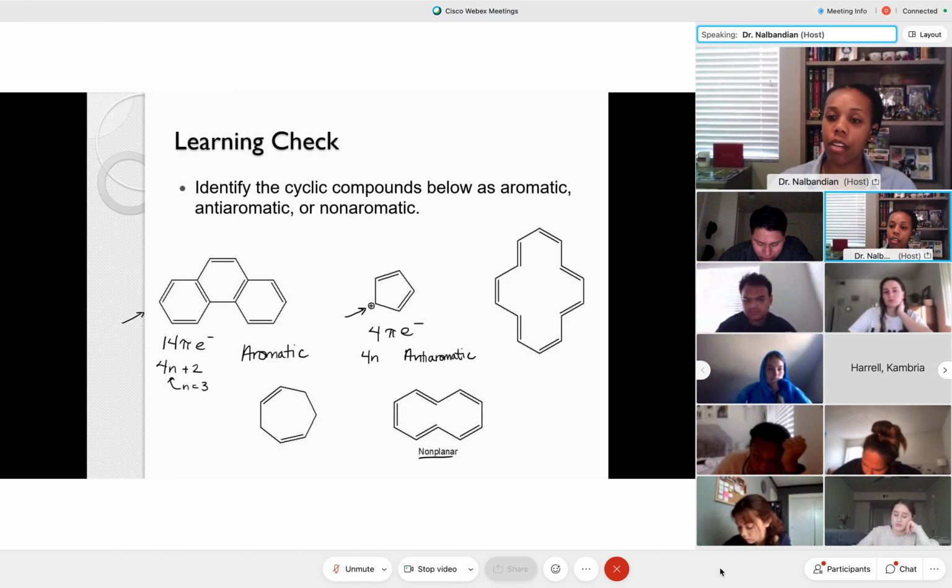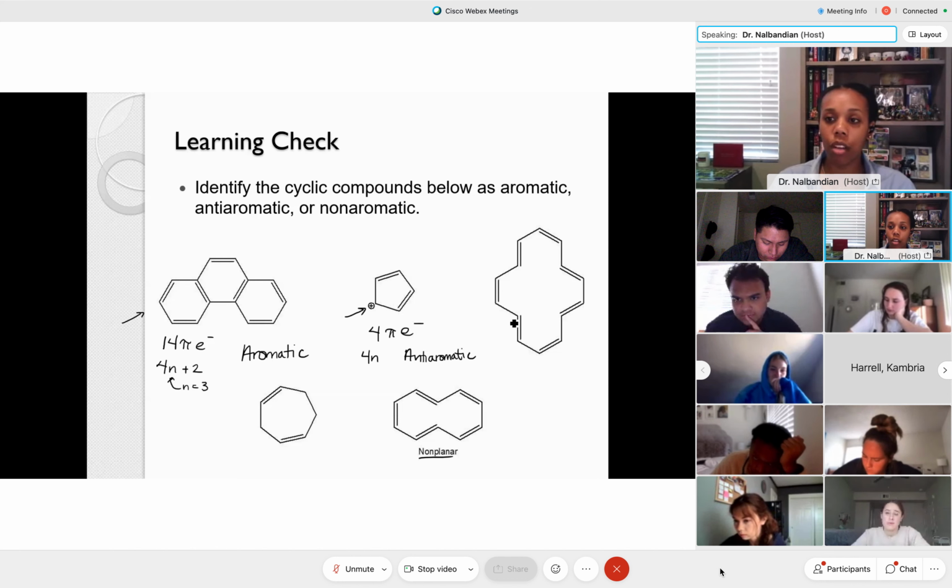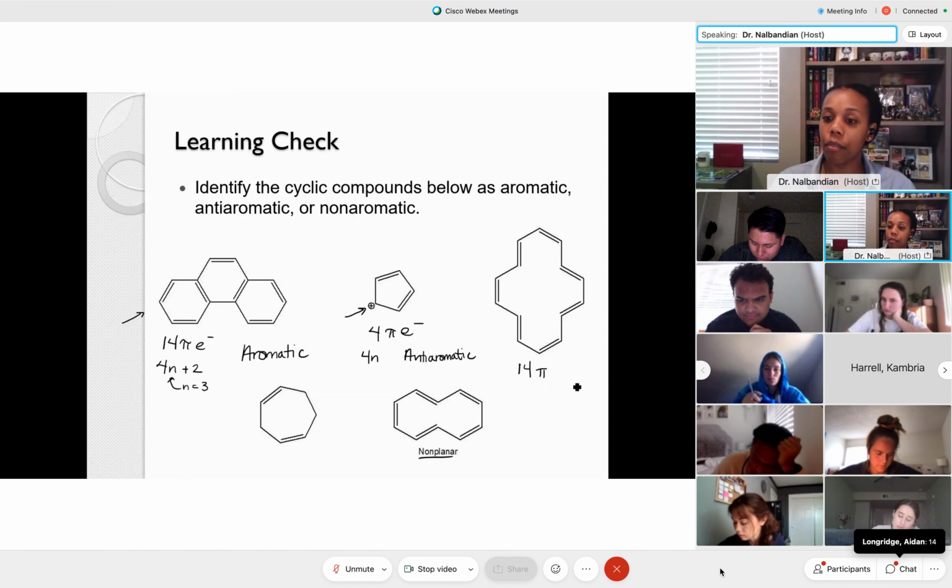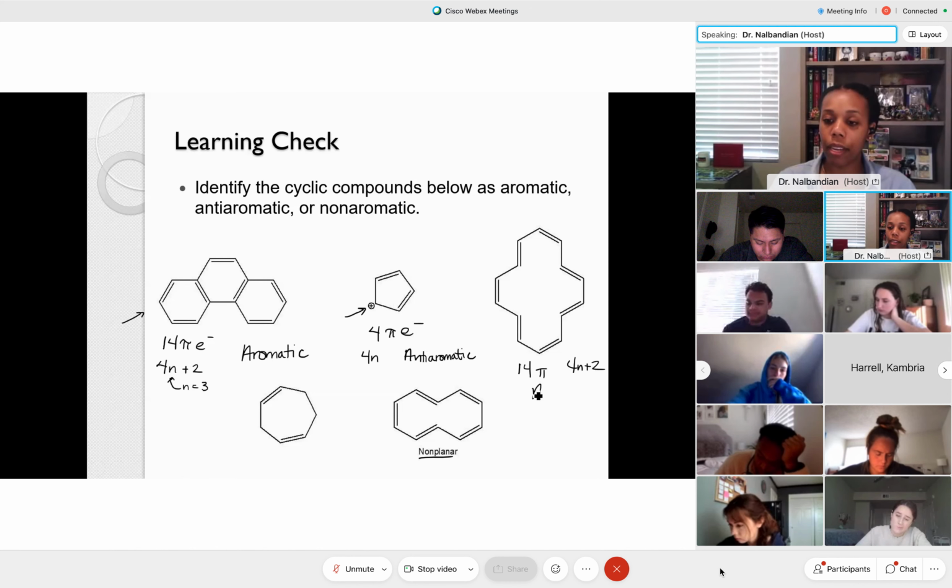Let's look at this next one. Double, single, double, all the way around. There is no double, single, single, I should say. So it's cyclically conjugated. It's a ring. How many pi electrons here? I'll just tell you, 14. So 14 pi electrons, another 4n plus 2, aromatic.